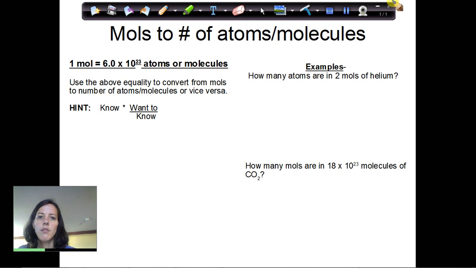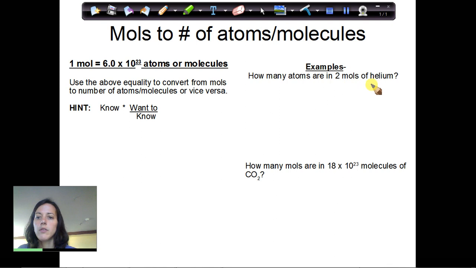So first off, we are going to learn how to convert from moles to atoms or molecules, or vice versa, from atoms or molecules back to moles. And it's simply using this equality. A mole is 6 times 10 to the 23rd atoms or molecules, and we are going to come back and use our want to know setup. So with our example, we have 2 of them. The first one, how many atoms are in 2 moles of helium?